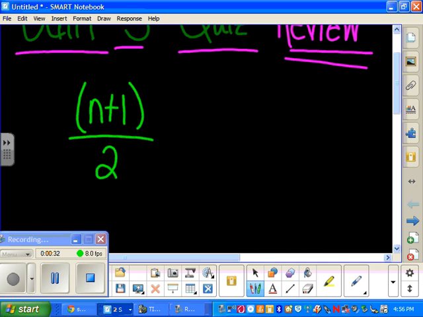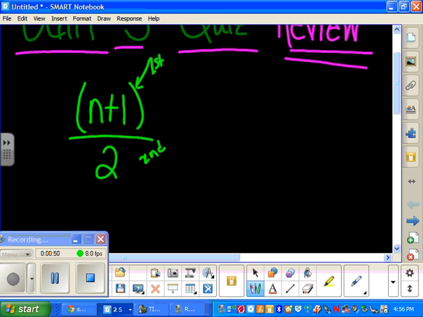Now, if we see an equation like this, or an expression like this, we need to remember our order of operations. Remember, we have to do what's inside the parentheses first. This is first, and then we'll do our division second. All right, so if we're going to plug this in, that's how we would use it.